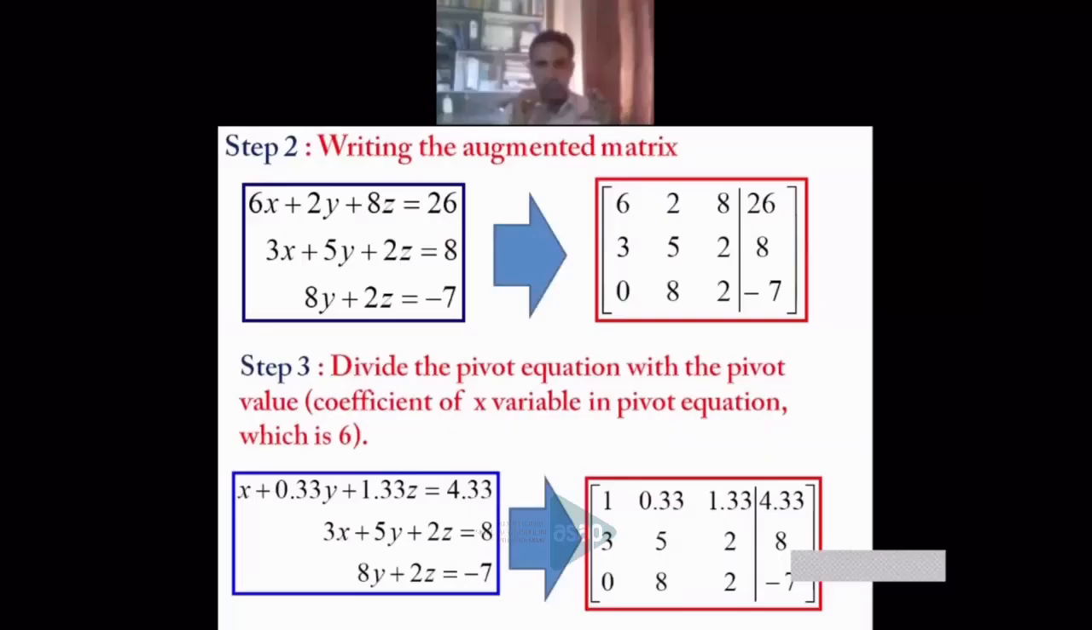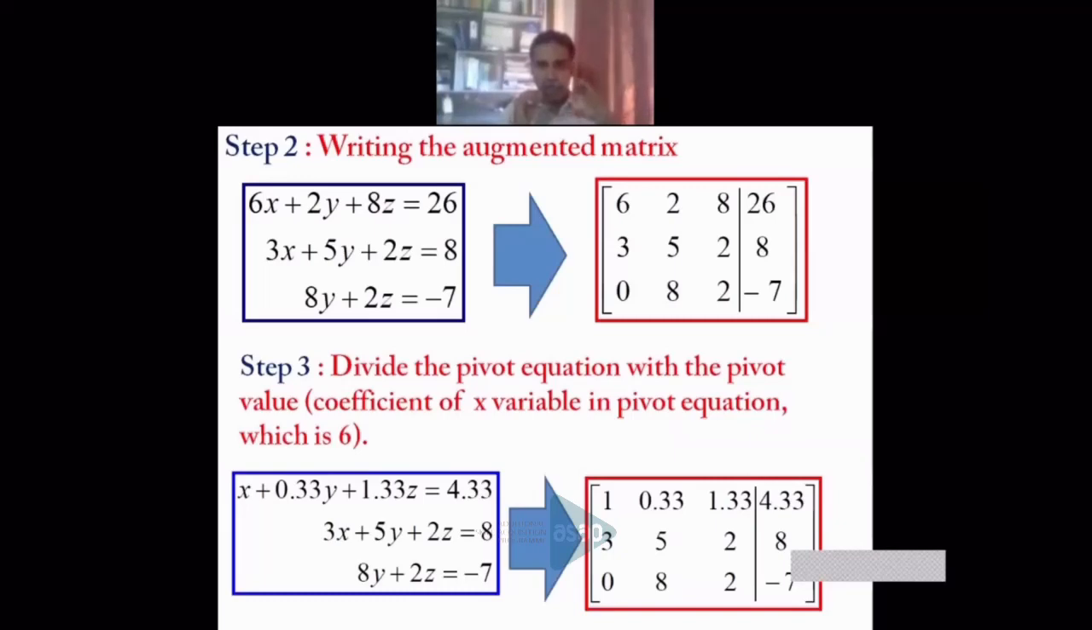Now, the three equations which are already positioned are listed here in step 2, and we need to write them in matrix form. That is, we are trying to prepare the augmented matrix of these particular equations which are written there.